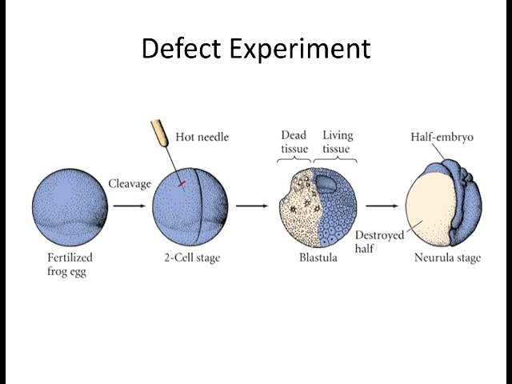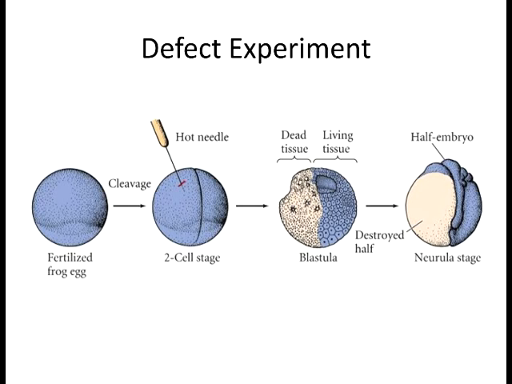So let's look at the first one, the defect experiment. This is one where you destroy cells, and then you see what happens. When you destroy these cells or a portion of cells, you want to see what effect that has on development overall.